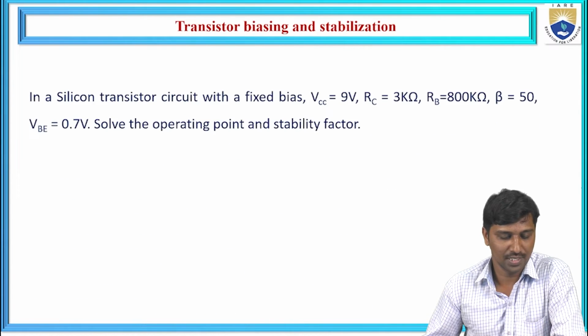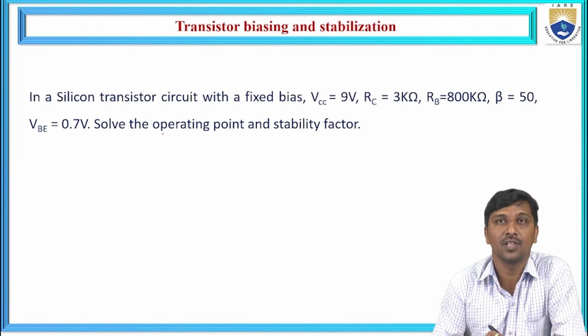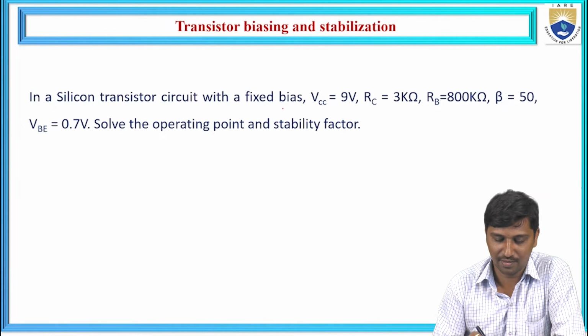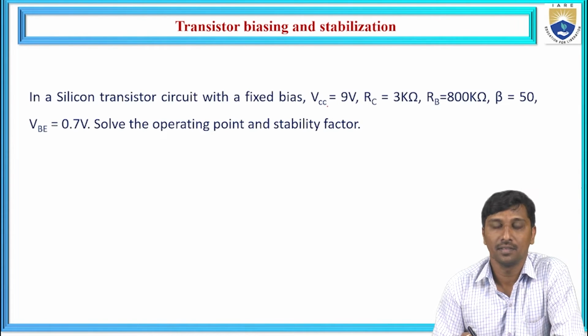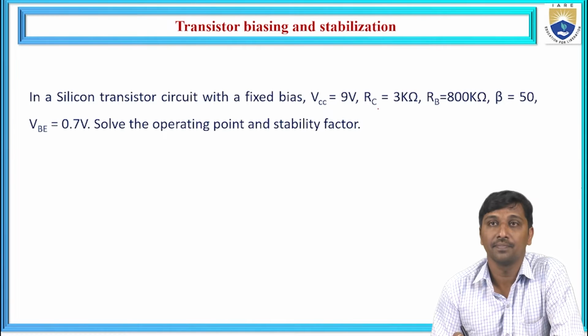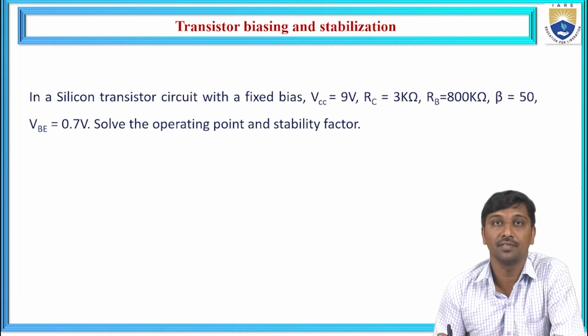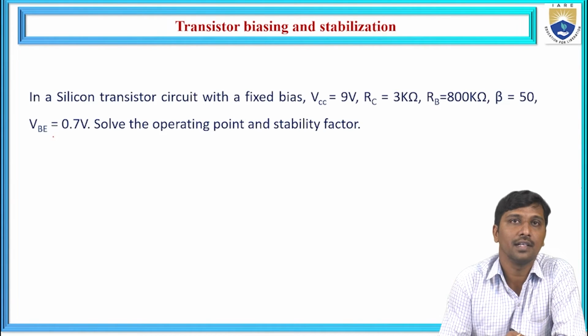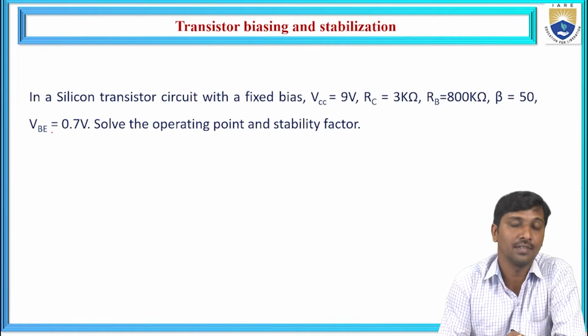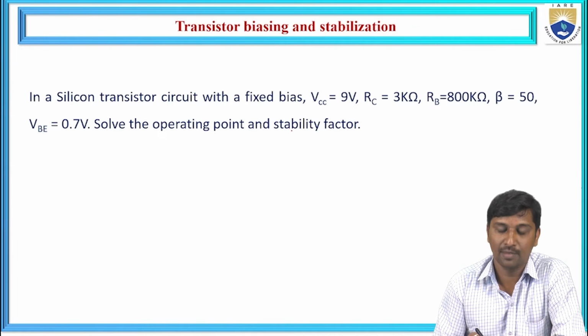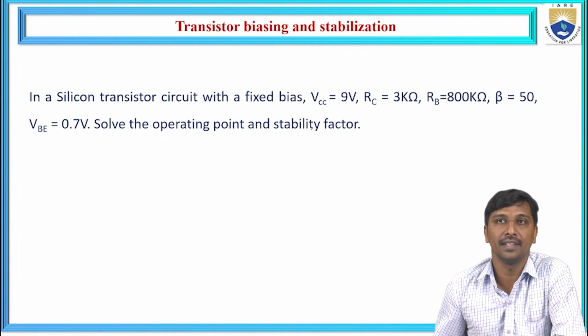So, the first question is: in a silicon transistor circuit with a fixed bias, VCC is 9 volts and collector resistance is 3 kilo ohms. RB, the base resistance, is 800 kilo ohms, beta is 50, and the base to emitter potential difference, VBE, is 0.7 volts. Solve the operating point and stability factor.